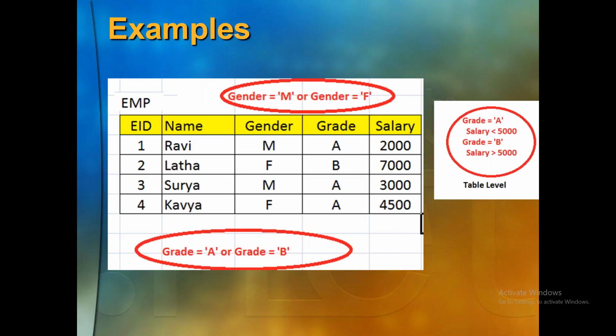But if you want to implement complex expressions, you must not use a check constraint. Triggers need to be implemented. So we'll discuss the triggers later.